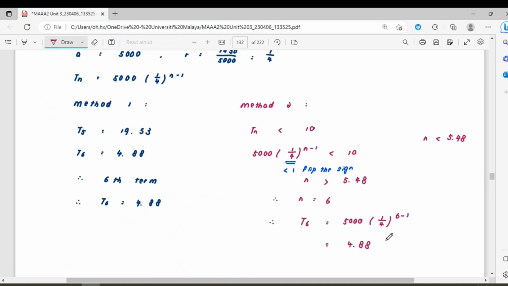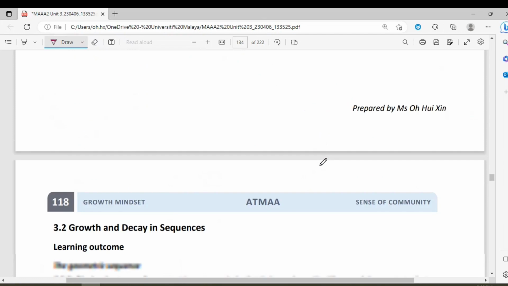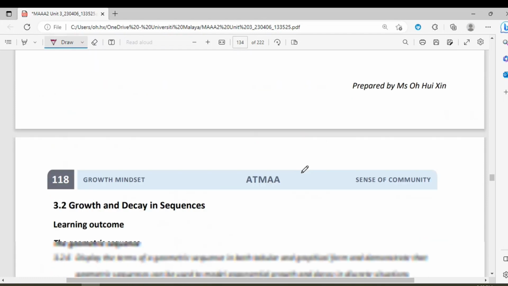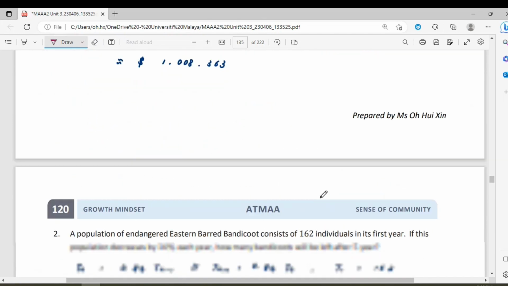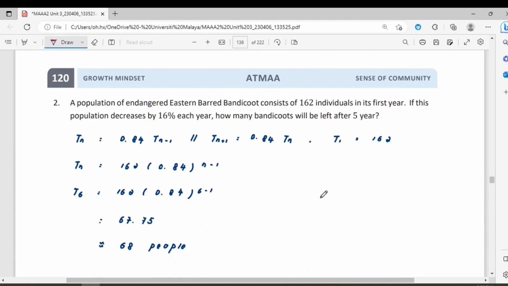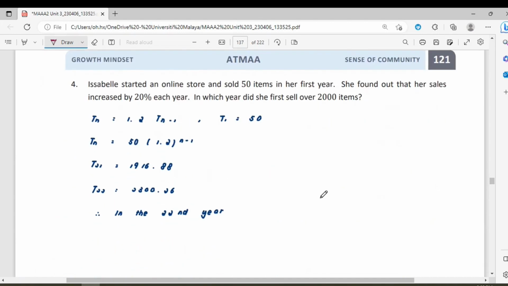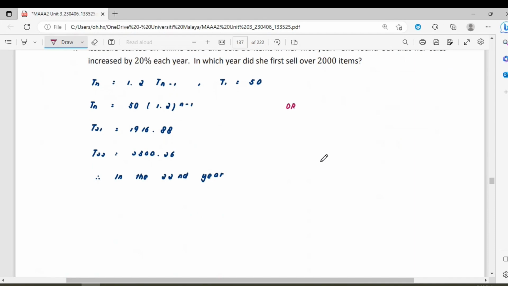So same thing, we are just going to finish off the application part, which means for questions 4 and 5, you can also use the second method. I'm just going to talk about that first when we come back to question 9. So for this part, in which year did she sell over 2,000 items? So the same thing, this is the other alternative. So I can actually write down here.